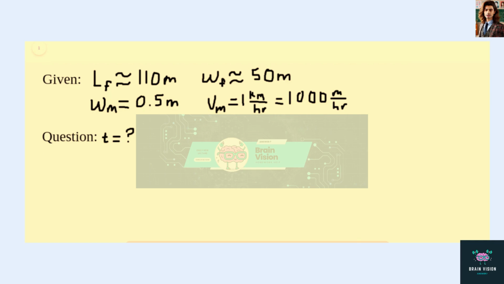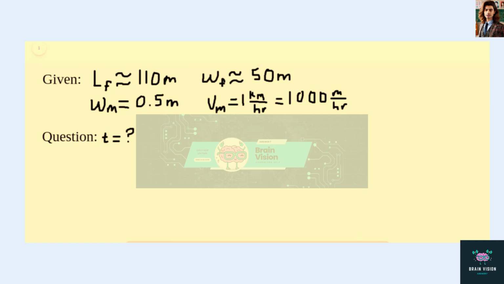So I wrote down what we are given here, which is the width of the mower, which I denote as W sub m, is equal to 0.5 meters. The velocity of the mower, which I denote as V sub m, is 1 kilometer per hour, which I rewrite in meters for easy conversion between velocity and time, since we're given everything else in meters. Since 1 kilometer is 1,000 meters, this is equal to 1,000 meters per hour.